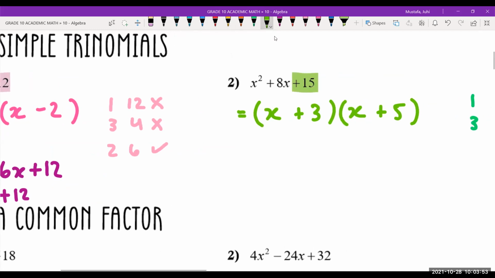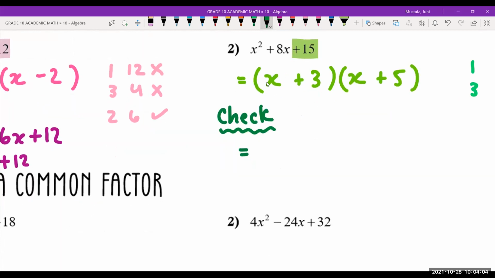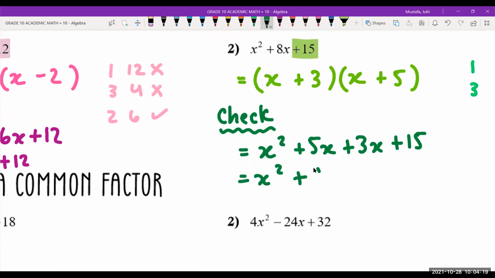And to check our work, we're going to refoil it. So I'm going to write the word check. I think I have an answer, but I want to make sure it's correct. And I'm going to FOIL it. So x times x is x squared. x times +5 is +5x. 3 times x is +3x. +3 times 5 is +15. And then let's clean up and collect those like terms. Do we get the original question back? Yes, we do. So we're correct.